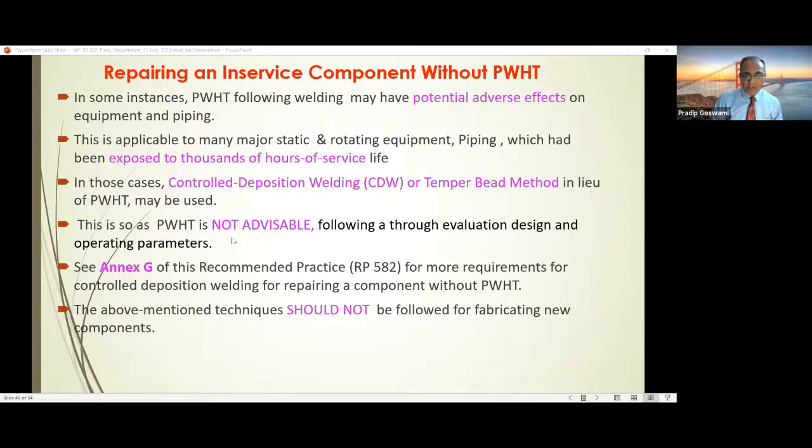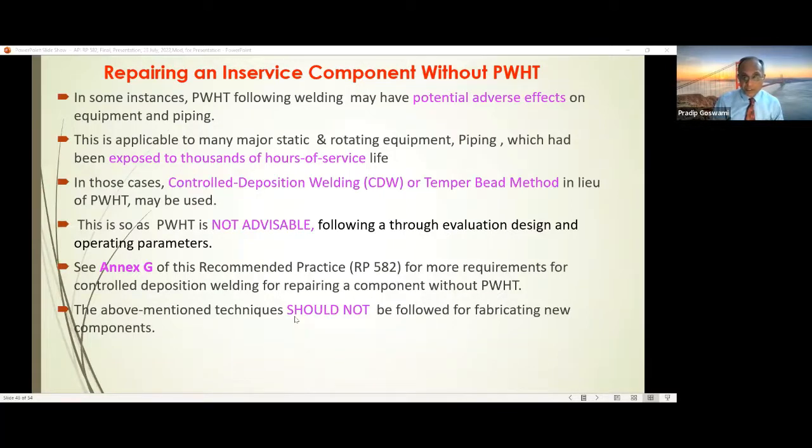As post-weld heat treatment is not advisable, a thorough evaluation of the design and operating parameters needs to be done before adoption of this technique. By and large, and it's my opinion also, this tempered bead method should not be tried on brand new components without being sure about what the effects could be down the road.